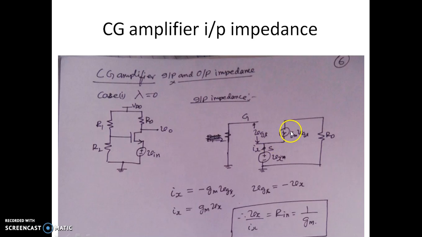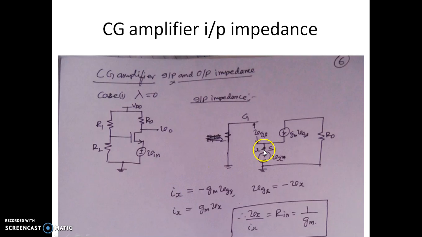So this is VGS, and since we consider the case of lambda equal to 0, the MOSFET is represented at the drain and the source side by Gm into VGS, and RD is connected to the output, that is between drain and the ground. So looking at this, we are considering this input is replaced by a dummy source Vx. So we want to find what is Vx by Ix.